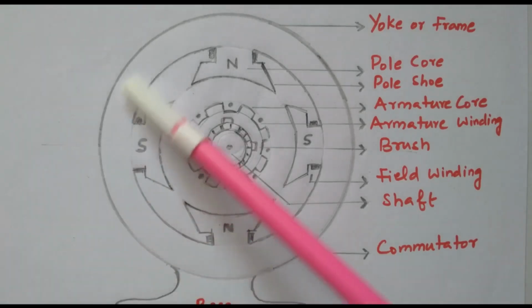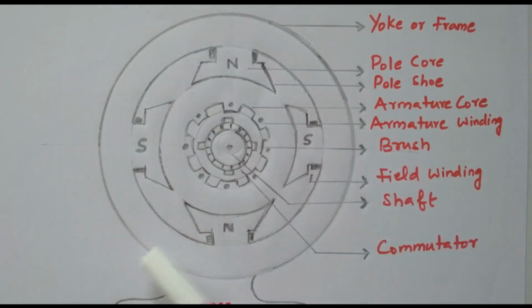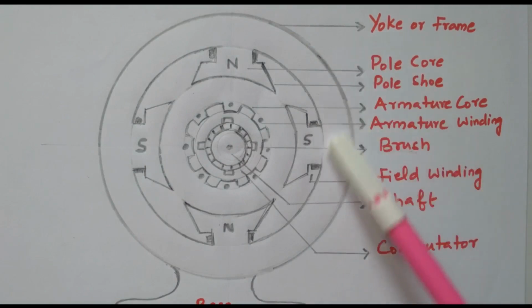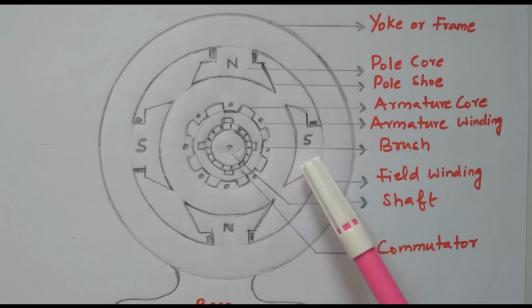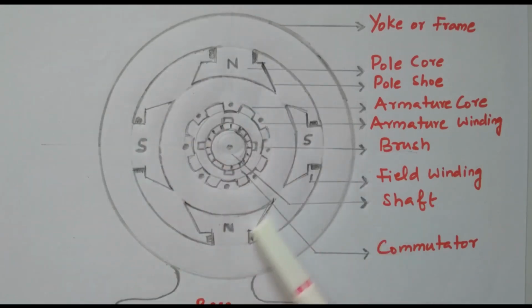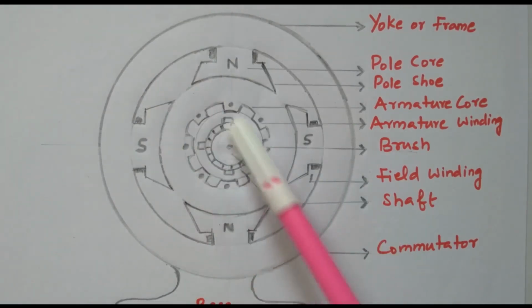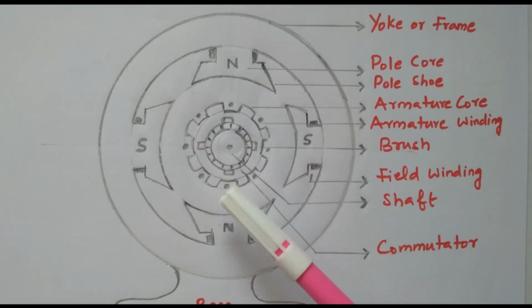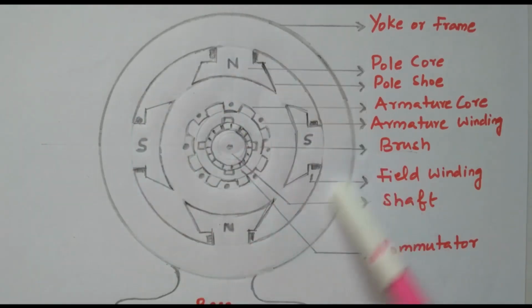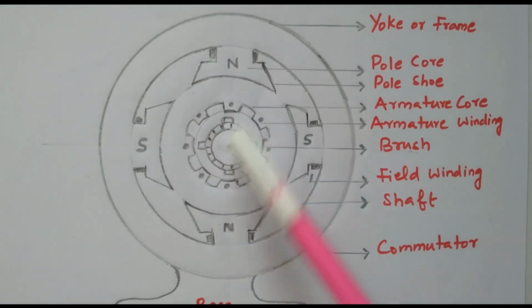So this is the stationary part. This one is the stationary part called a yoke or frame. Here the coils are available, called field windings. The stationary part's coil is called a field winding. The center is the armature, the rotating part. There also coils are available. So this is the stationary part and this one is the rotating part.